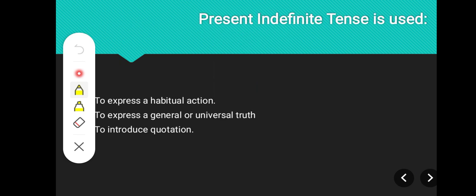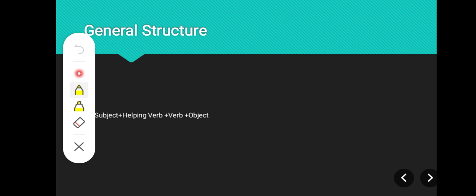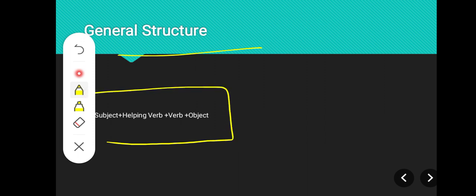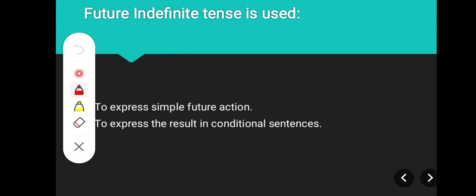Now let's talk about the structure of the tense. So, in general, we have the structure subject plus helping verb plus object. Subject and object both will remain the same, but the changes will occur only in the helping verb and verb. So now let's talk about the present indefinite.